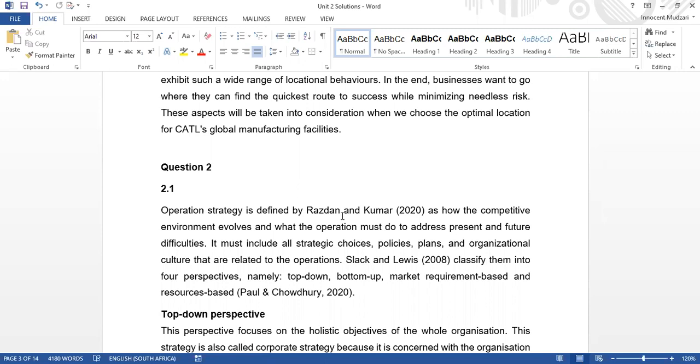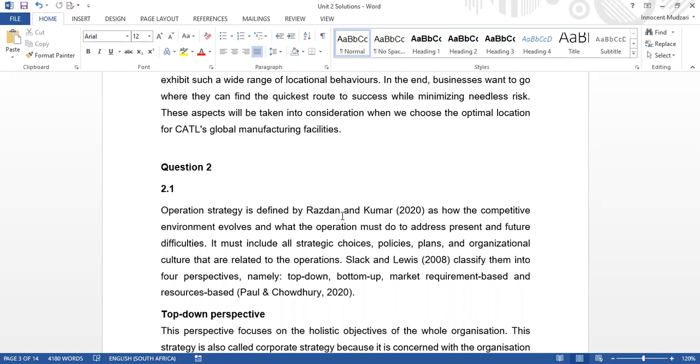Right, question 2.1, the first one. It says critically discuss, yes, it's still based on the case study article, critically discuss how Slack and Lewis 2008 four perspectives of operations strategy can be used to develop a fit for purpose operations strategy for CATL's new North American electric vehicle battery factory. Assume that a US-based location has been chosen for the EV battery plant. Right, so 2.1, that question is from Unit 3, but as I said, let's cover it. Most of our questions here are from Unit 2.